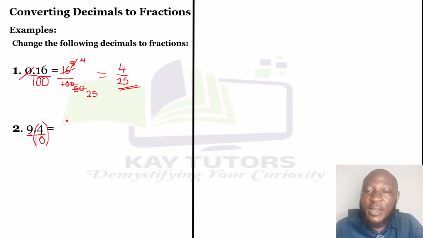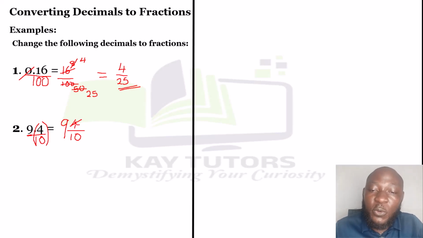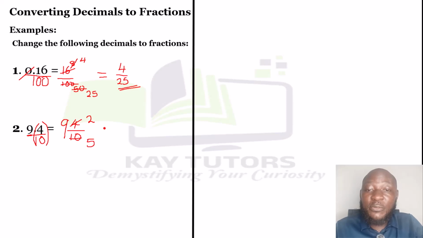So in this case, we have 9 as a whole number. You take this as a whole number. 4 over 10. So you can now reduce 4 and 10 here to the lowest term. 2 can go into 4 how many times? Twice. And 2 can go into 10 how many times? 5. So what's my final answer? My final answer is 9 whole number 2 over 5.